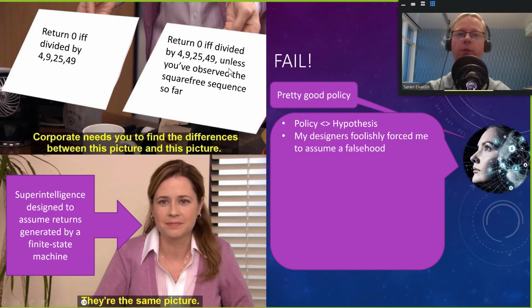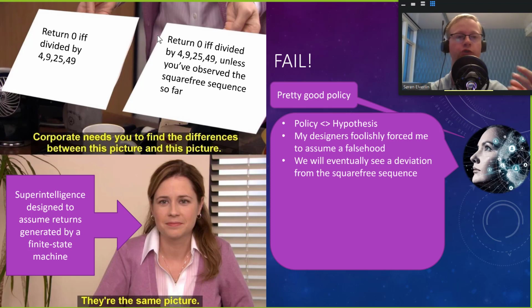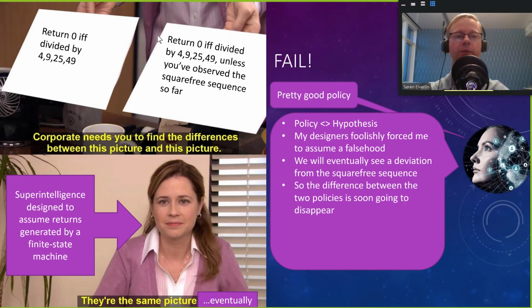So in this case, obviously the AI will quickly figure out that we will always see the square-free sequence, but the hypothesis class is that this is something that is generated by a finite state machine, so it cannot be the square-free sequence. We cannot see that. So the AI is forced by its developers to assume that it can't be the square-free sequence, so we are going to see some deviation from the square-free sequence. So this clause here will eventually fail. And once this clause fails, well, then these two policies become the same thing eventually.